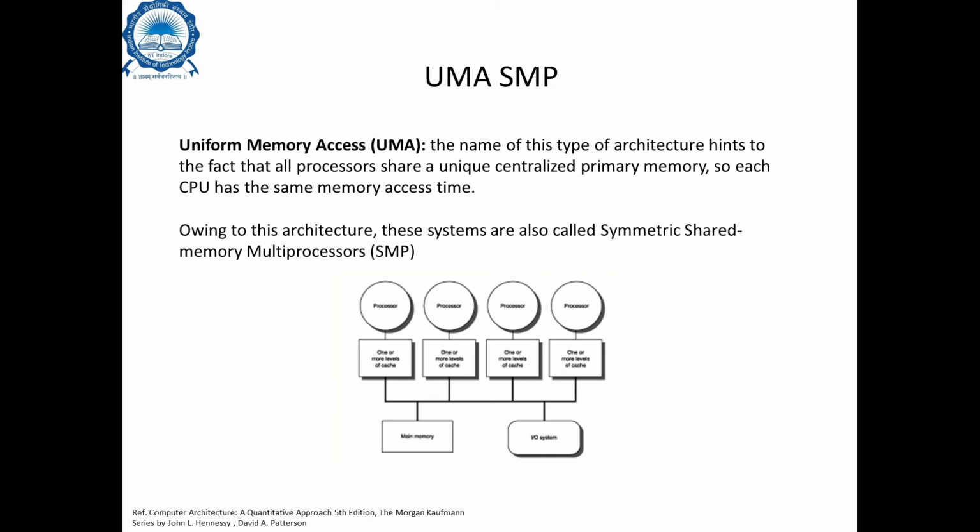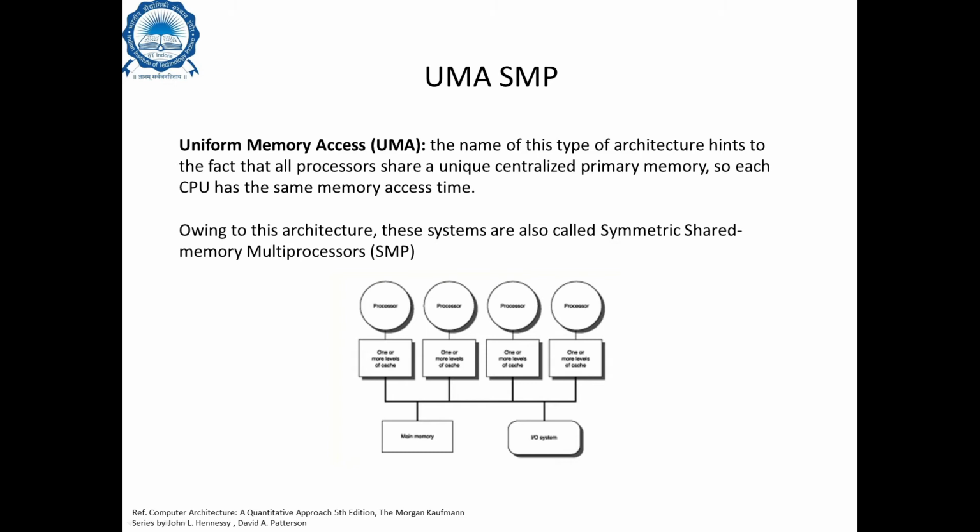Now, shared memory multiprocessor can be of two types. First is uniform memory access, UMA SMP, which, as the name itself signifies, hints to the fact that all processors in a multiprocessor share a unique centralized primary memory. So each CPU has the same memory access time because they're all accessing the same physical memory, which is a unique centralized physical memory. Owing to this architecture, these systems are also known as symmetric shared memory multiprocessors. So they are also known as symmetric SMPs.